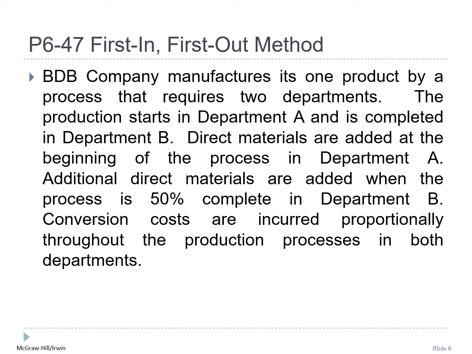Okay, basahin ko lang. BDB company manufactures its one product by a process that requires two departments. The production starts in Department A and is completed in Department B. So dalawa yung department natin. Para maging finished goods, kailangan dumaan sa Department A, dadaan din dapat sa Department B.